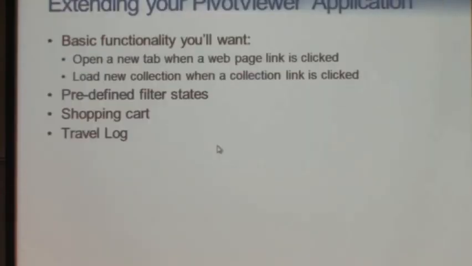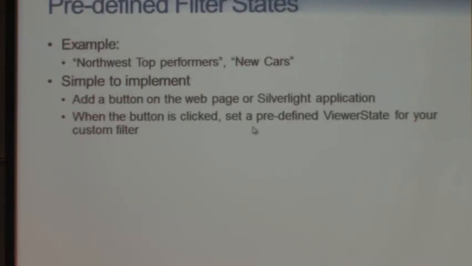All right, now we'll get into slightly more complicated scenarios. So maybe you want your application to have predefined filters. The idea behind this is that if you have a set of employees, you might want Northwest top performers. Or if you have a set of cars, you might want to link users to new cars. And rather than having them dig through the filter pane to filter to what you want them to see, you might want to provide links across the top of your application that will quickly take them to those predefined filter states. They're pretty simple to implement.